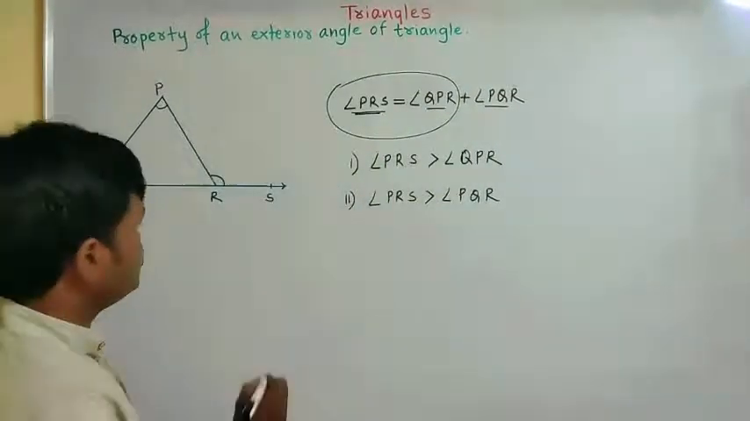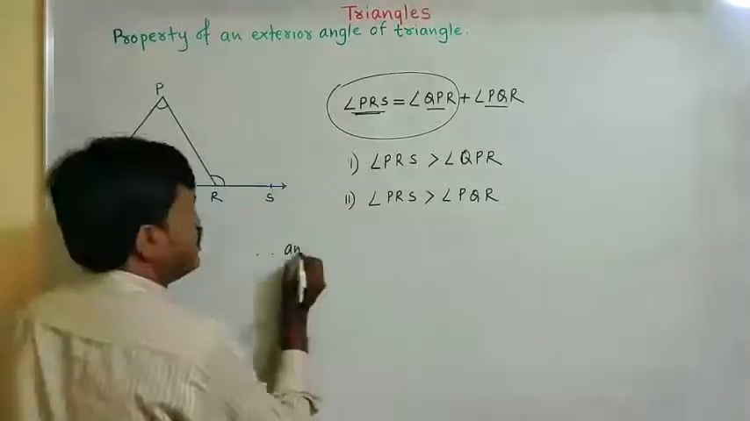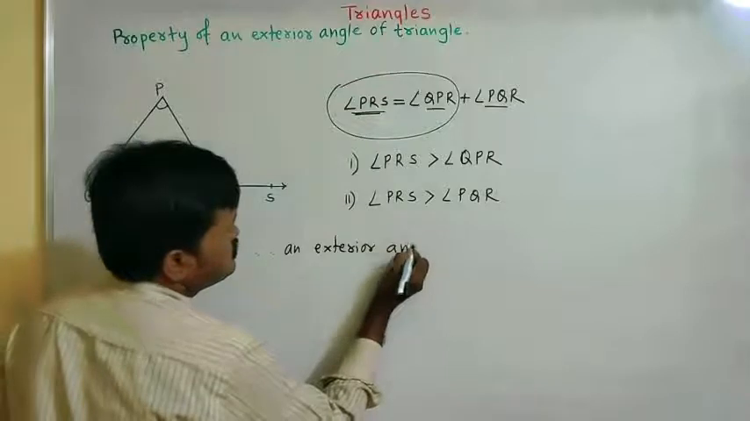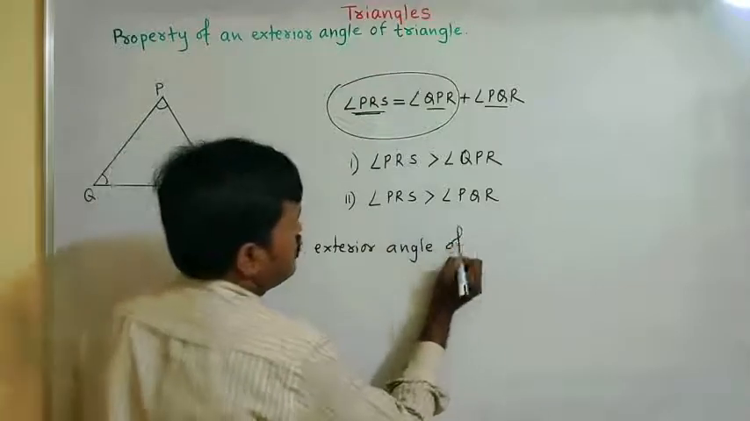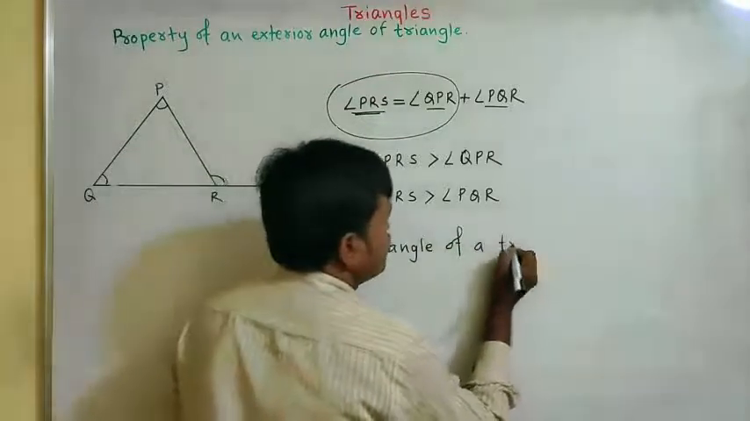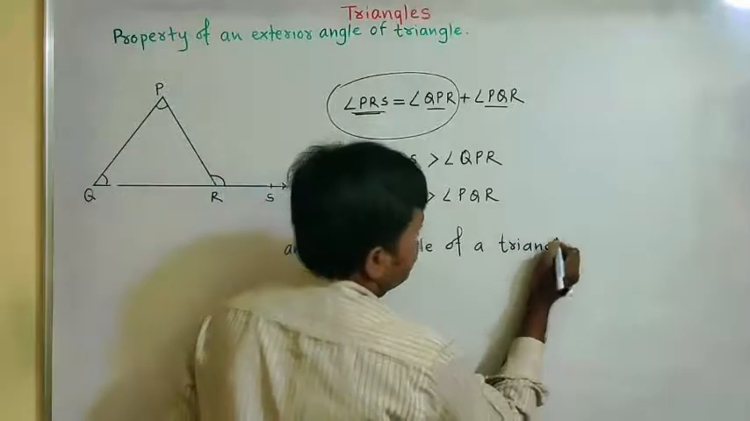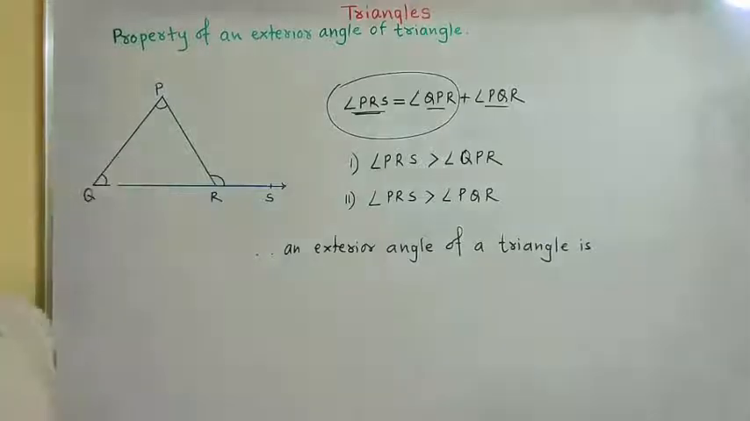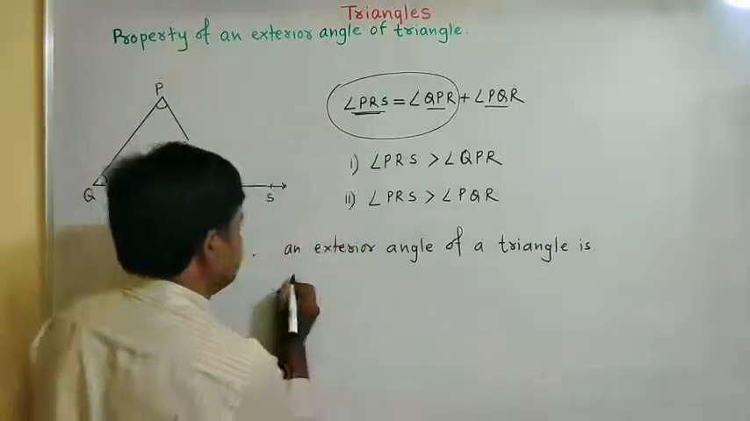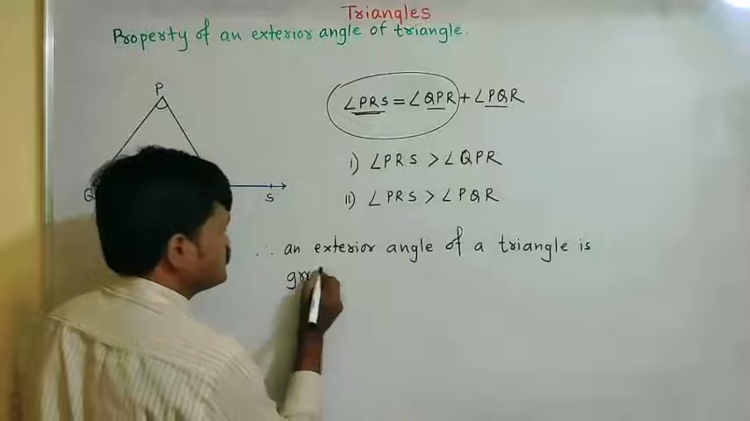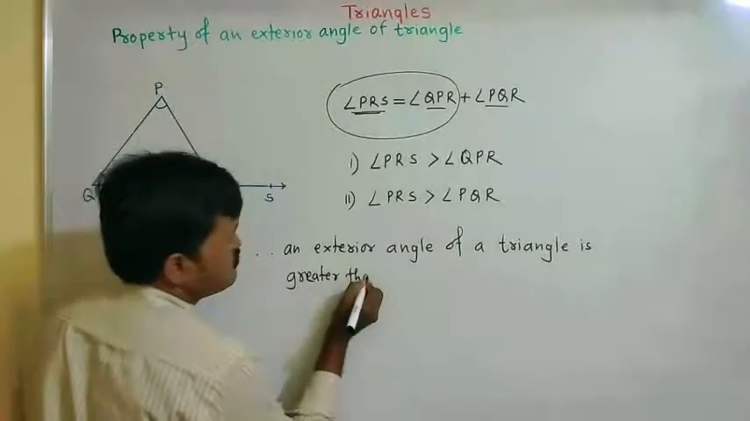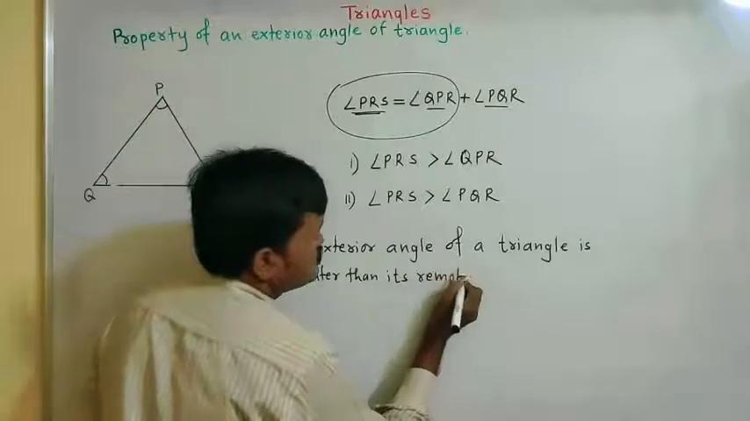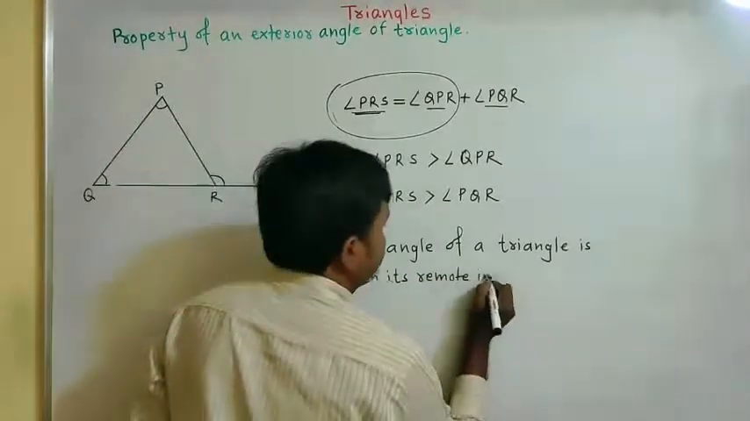So this is the property. We write in words: therefore, an exterior angle of a triangle is greater than its remote interior angles.